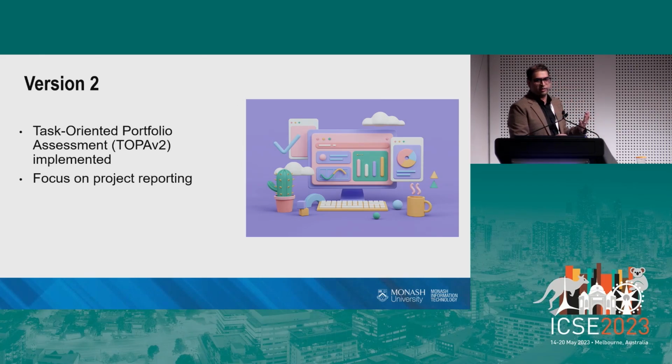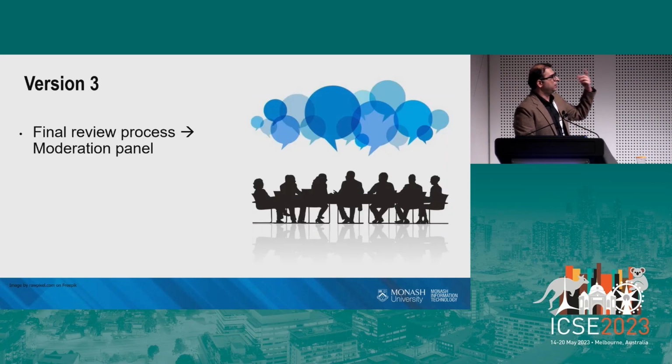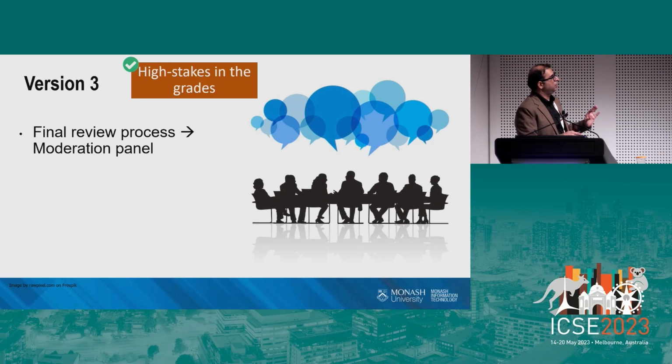So that helped with the flexibility issue that we had on the previous slide. And then in the third edition, we tried to address the issue of expensive grading process by having a central moderation panel with around 10 to 15 staff members who were reviewing all the theses in general. So that helped us address the issue of high stakes in the grades because there was equitable assessment at the end of it. It was not a perfect model, but it was much better than what we had in version 0 or the traditional model.